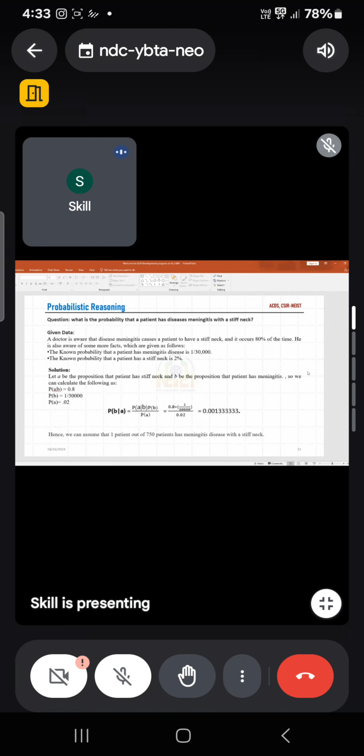So the next question is: what is the probability that a patient has the disease meningitis with a stiff neck? Already the data is given. The doctor is aware that the disease meningitis causes a patient to have a stiff neck, and it occurs 80% of the time. He is also aware of some more facts. The known probability that a patient has meningitis is 1 out of 30,000, and the known probability that a patient has a stiff neck is 2%.